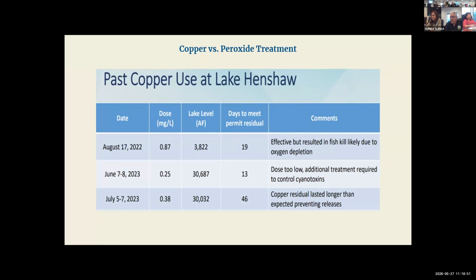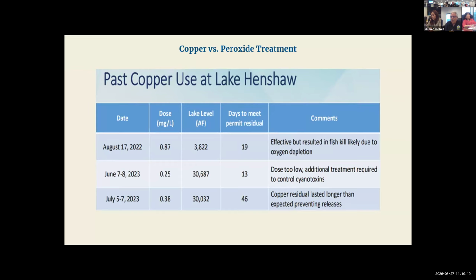This was a back and forth process because copper is a cheaper solution, but as you can see from the chart, the days after treatment lingering before water could be released. And Vista and Escondido still had to learn the dosage and when to apply peroxide before it was efficient or effective. Also, water levels play a factor when trying to determine the most effective dosage. Just because of the level of the lake, it was pretty hard to determine.